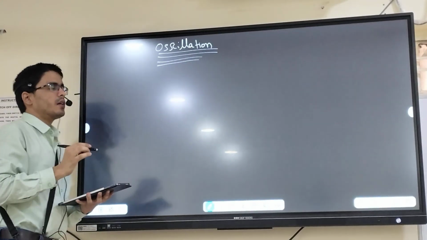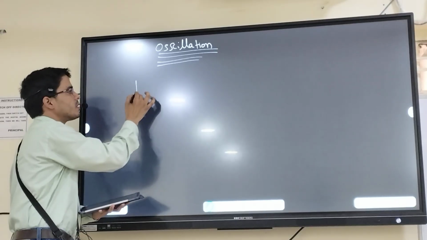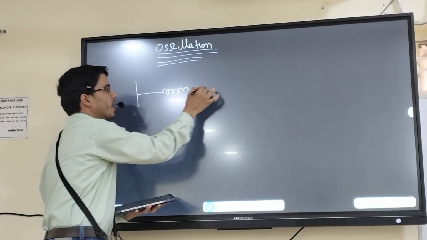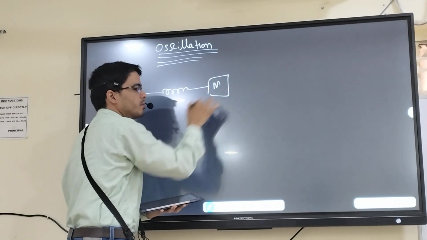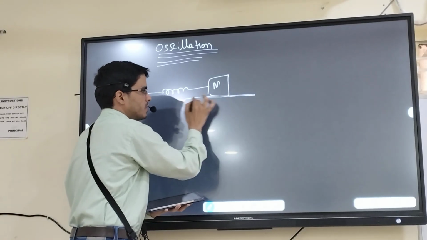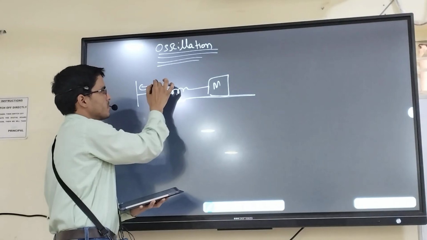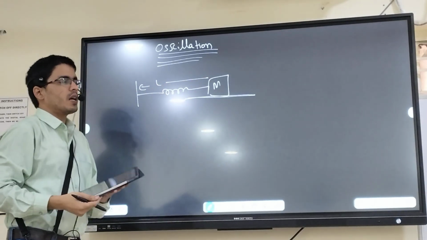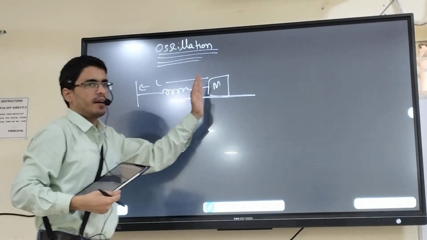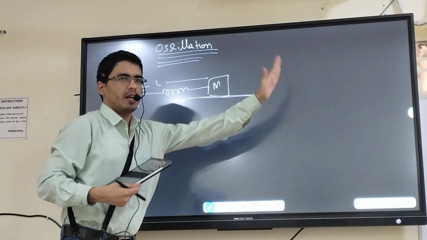Oscillation. Suppose this is one spring, and that is one block of mass m, and here there is the ground, a floor or table. That is the natural length, suppose L. Suppose I want to apply force here, on the right side, and then release. It will oscillate here.